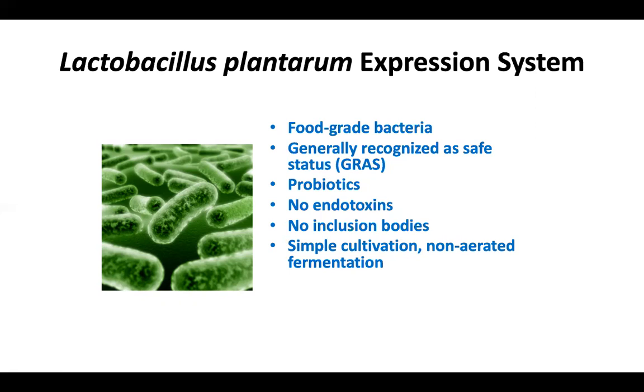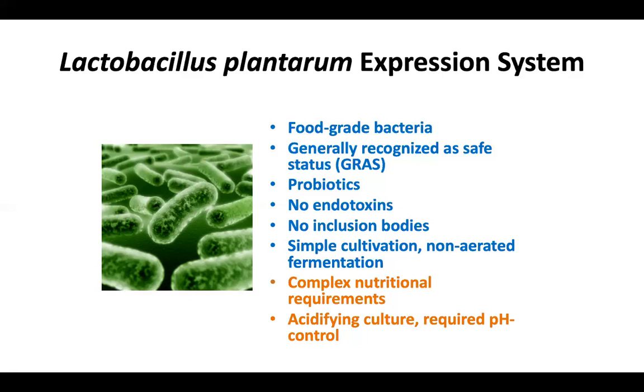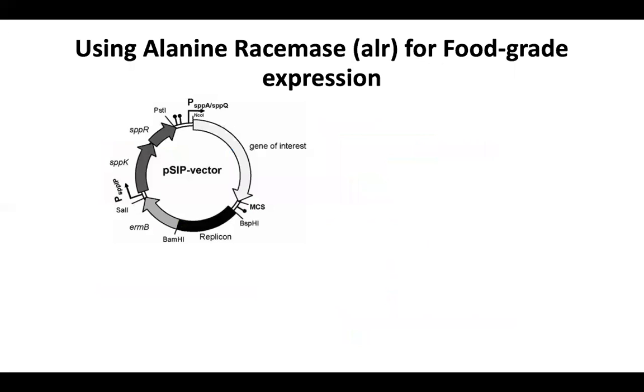If you want to grow E. coli, you have to put a lot of air in it, which takes energy. This is much easier. You just sit there, let it work. But there is also a drawback. It needs a complex nutritional requirement, right? It's not only a simple LB media. And because it's a lactic acid bacteria, you know that it acidifies the culture, it makes the pH reduce. So this is something important. You have to make sure you control the pH, all right?